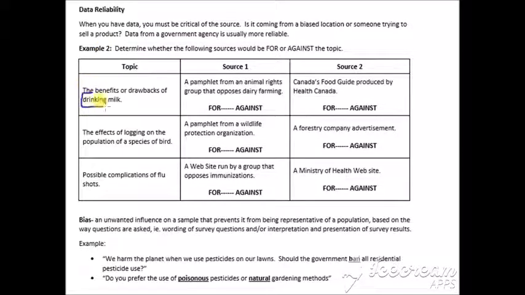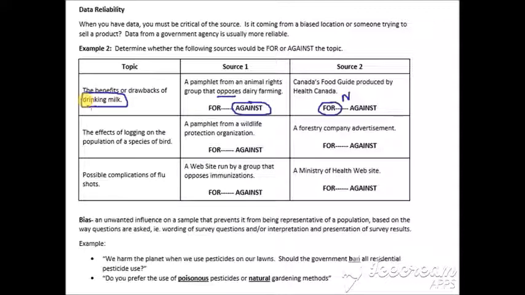So specifically drinking milk. If you received a pamphlet from an animal rights group that opposes dairy farming, they're going to be against it. So they may highlight negative aspects. Whereas Canada Food Guide, produced by Health Canada, may be for it or neutral. Okay, because there is a group in the Canada Food Guide that has milk in it.